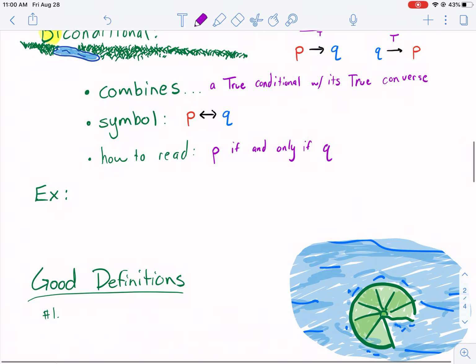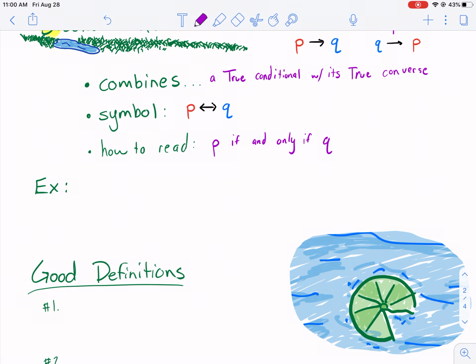Now I'm going to write down a biconditional for you so we can break it down into the different parts, okay? So our biconditional statement is going to be this. Two angles are supplementary if and only if their sum equals 180 degrees, okay?